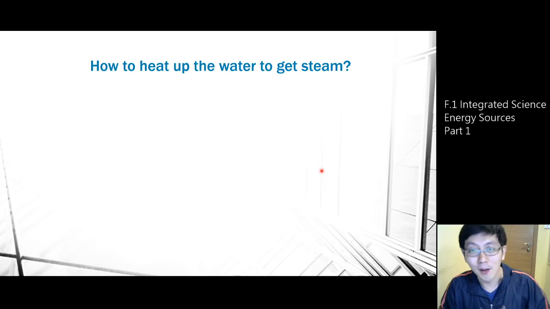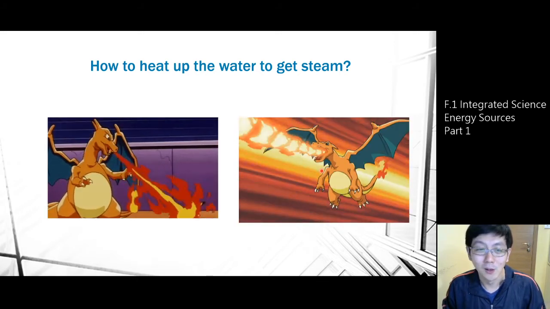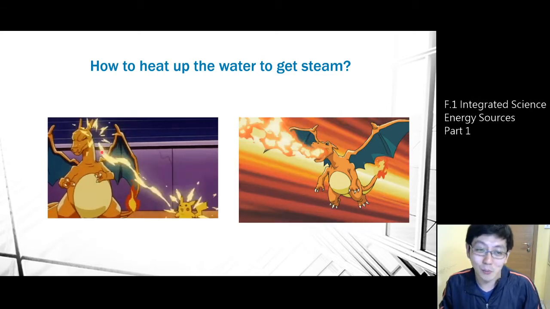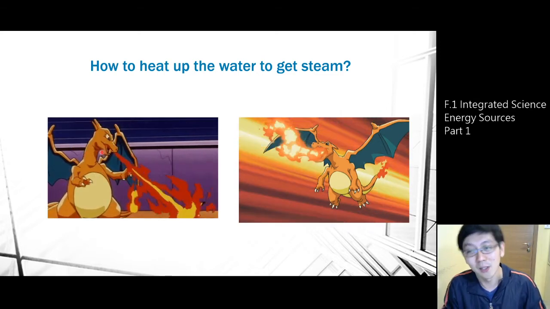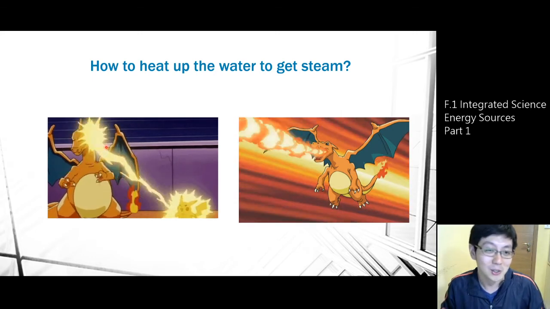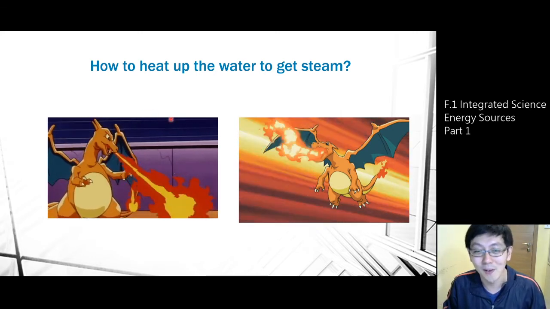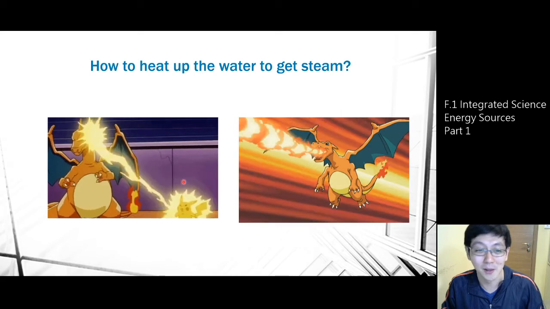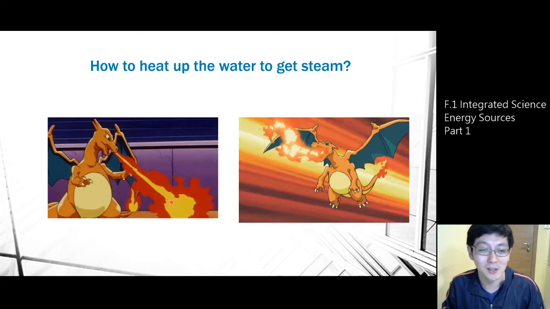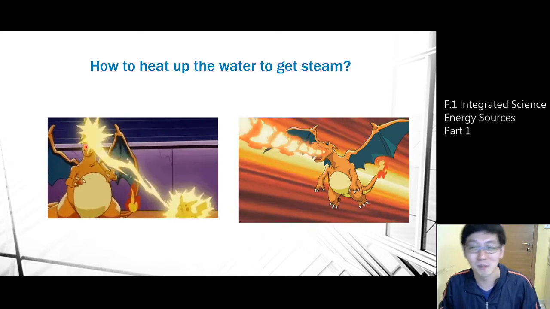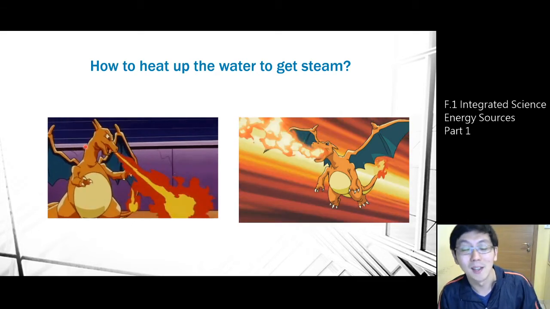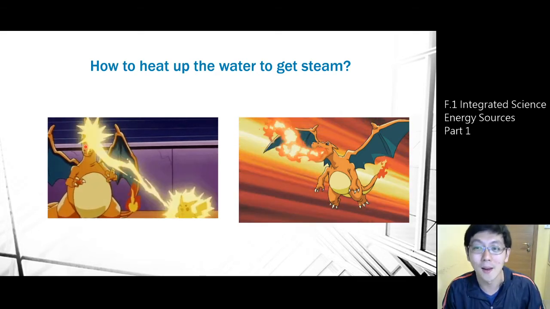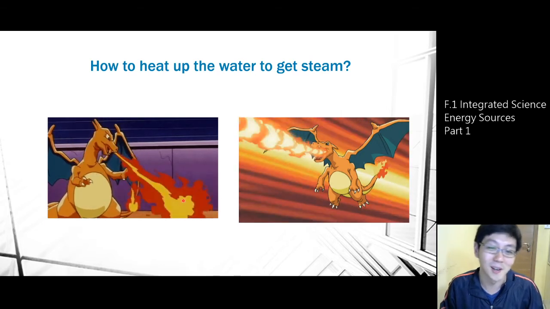But this will be our next problem. How can we heat up the water to get the steam? How can we heat it up? We need to use the fuel. So again, it would be great if we have something to generate the fire to give us the thermal energy. So it would be great like the left-hand side, this one. I like this animation. If you use thermal energy, if you can get the electrical energy back, very great. But of course, in daily life, we don't have these two Pokemon in our daily life.